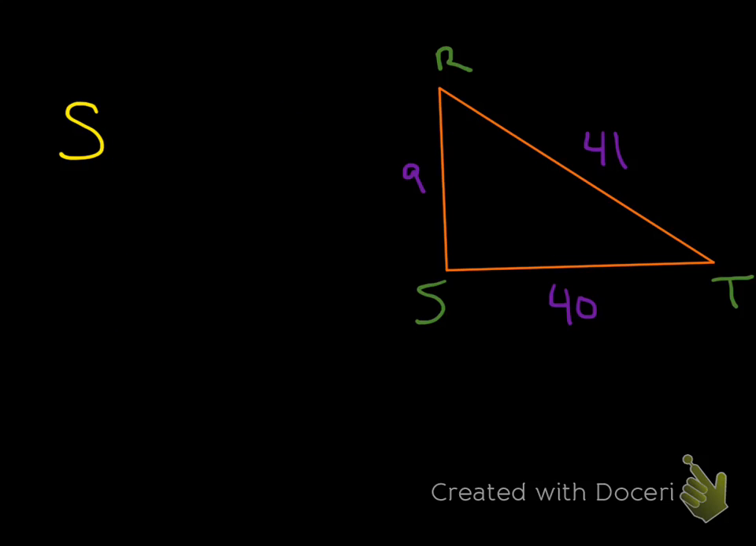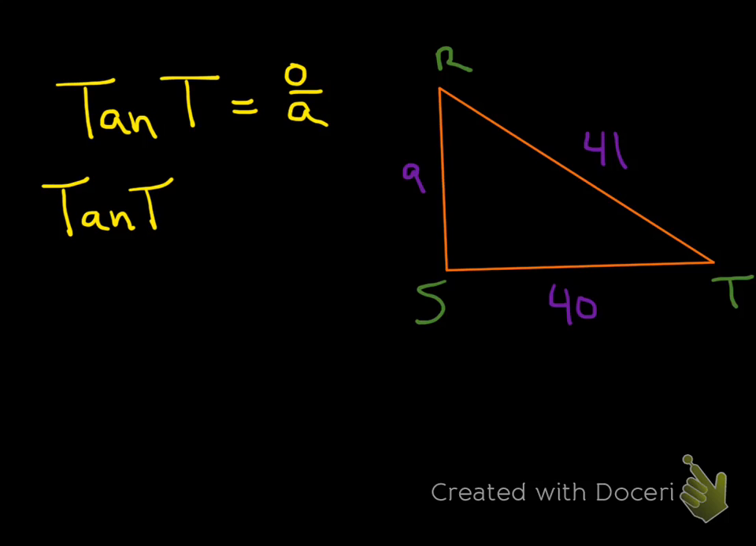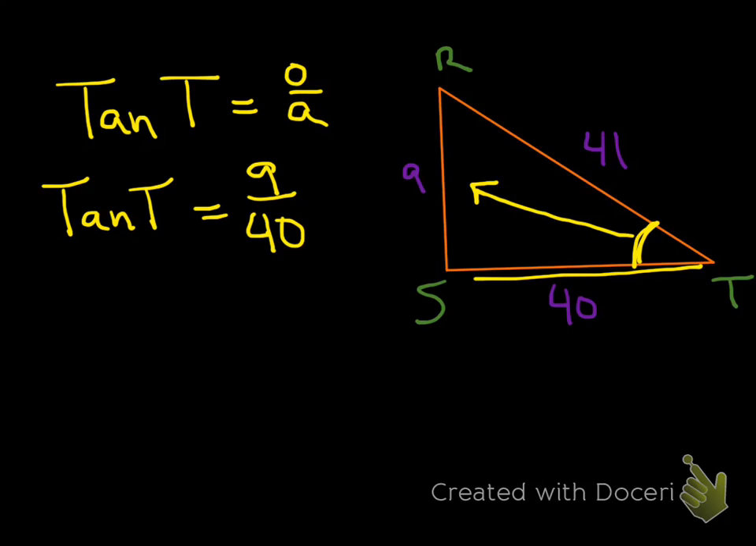All right, let's do the next one, and that is tangent. We're going to find the tangent of angle T. Remember, tangent is opposite over adjacent. For angle T, the opposite side is 9, and the adjacent side is 40. So the tangent of T is equal to 9 over 40.